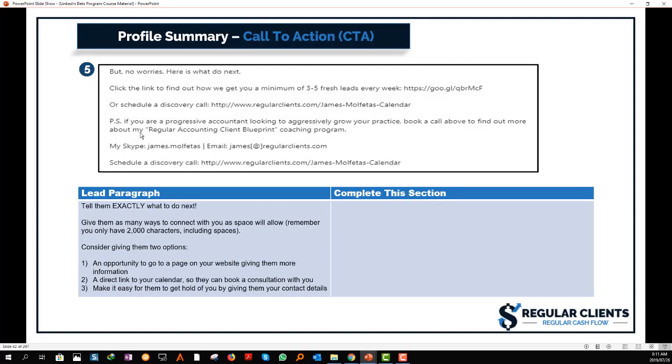Then I say, P.S. if you're a progressive accountant looking to aggressively grow your practice, book a call above to find out more about my regular accounting client blueprint coaching program. Now, what I've done there is I've identified, in one sentence, who my absolute ideal client is. When we deal with clients, not everybody is absolutely ideal. For me, if you're a progressive accountant looking to aggressively grow your practice, those are my best clients. I deal with them all the time. I know from experience. So I'm calling out to them.